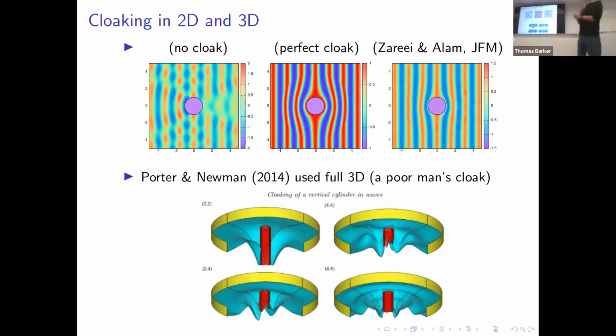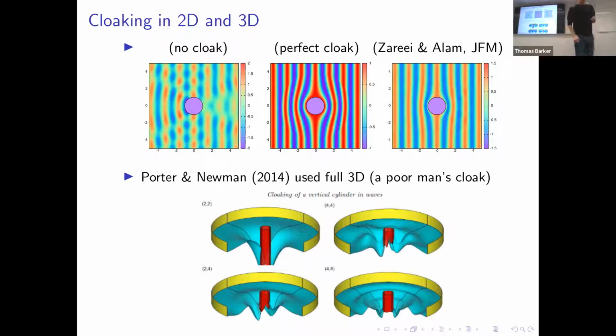So these people, what I want to move on to is how do you actually build one of these cloaks? How do you actually build a depth which is spatially varying and anisotropic? These people didn't actually address that problem. They didn't say exactly how they were going to do this. They just did a different type of map which got rid of the problem of gravity.